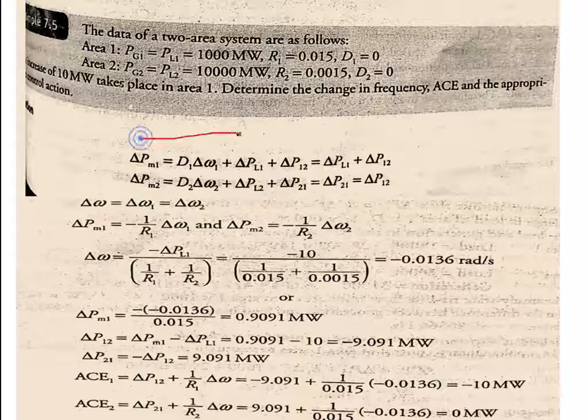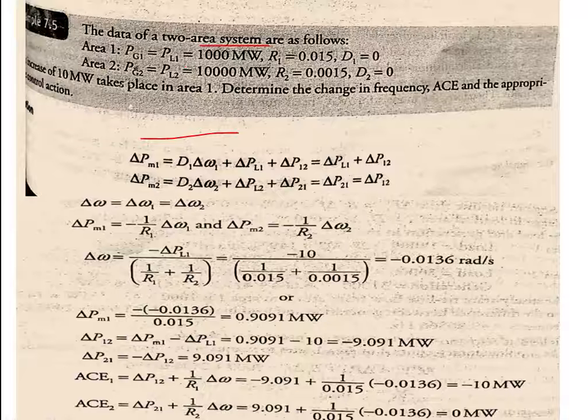Similar type, one more problem. The data of a two area system is given. Pg1 is nothing but PL1, generation and load having the same value. R1 is given. Area 2: Pg2, PL2, R2. An increase of 10 megawatt of load takes place in area 1. Determine the frequency and area control errors.